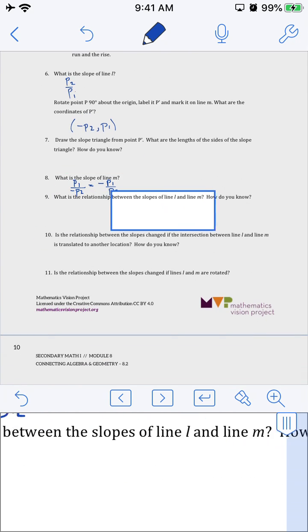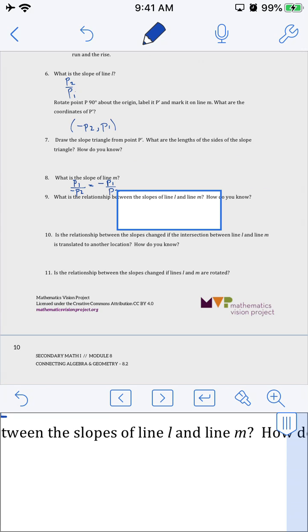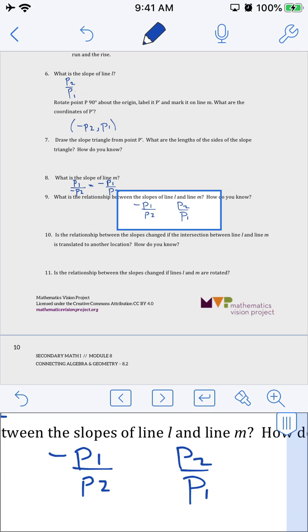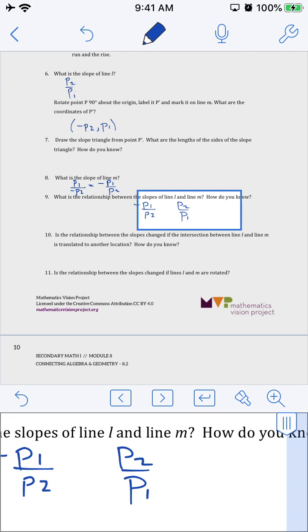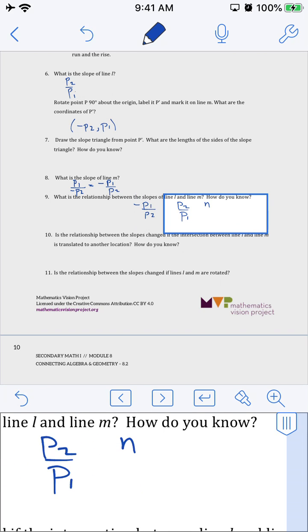What is the relationship of the slope between these lines? Check it out. Negative P1 over P2 versus P2 over P1. I would say those are negative, and I would say those are reciprocals. So I would say they're perpendicular lines with slopes that are negative reciprocals.